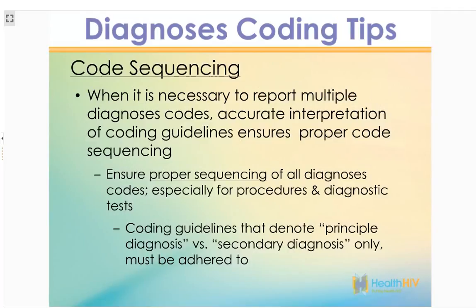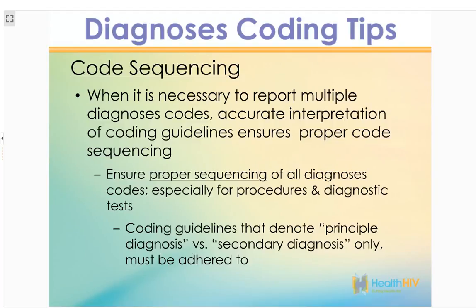Code sequencing is very important in terms of the electronic billing systems. If they're set up properly, if you sequence a code that is designated as a secondary and you sequence it as a principal diagnosis, when it goes out to the payer, the claim's going to deny, because they're following the coding guidelines. If that code is not deemed as a principal diagnosis, it's going to cause your claims to deny. So you have to make sure that any codes that are designated as a principal, those are sequenced as the primary diagnosis only. Any codes that are designated as secondary only, you sequence those as secondary.